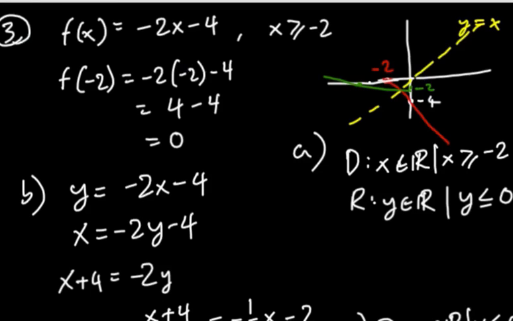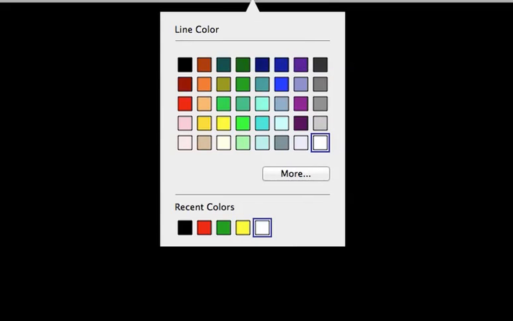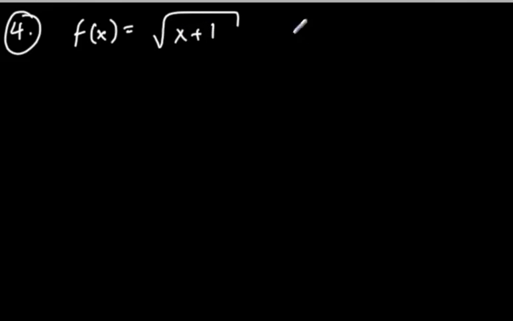All right, let's move on to the next one. The next one does not give a domain, but you're supposed to figure out what the domain is. So anyways, f of x is equal to the square root of x plus 1.